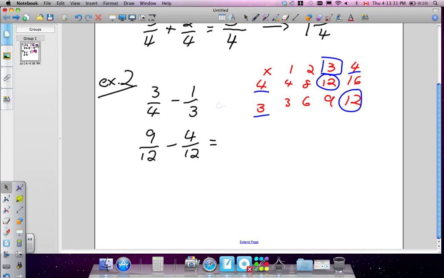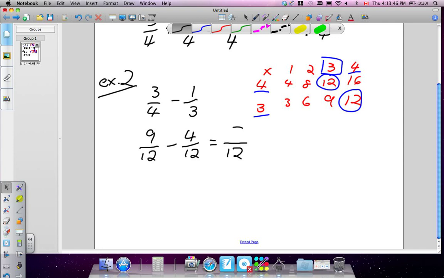Now, in our answer, what's our denominator going to be? 12. That's right. The denominator is going to be the same. And how do I figure out the top? I just take 4 away from 9. That's right. So I go 9 minus 4. 5. You got it.